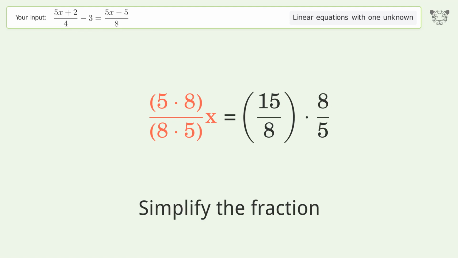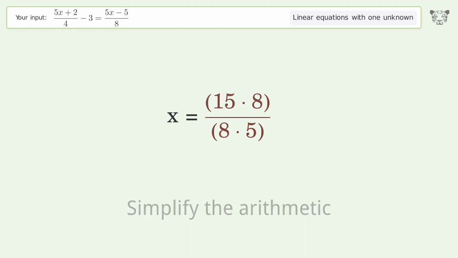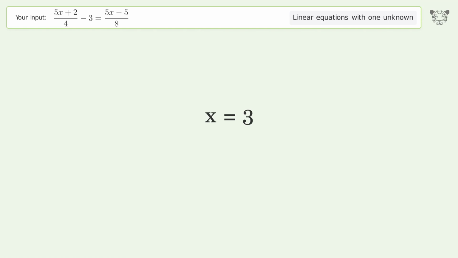Simplify the fraction. Multiply the fractions. Simplify the arithmetic. And so the final result is x equals 3.